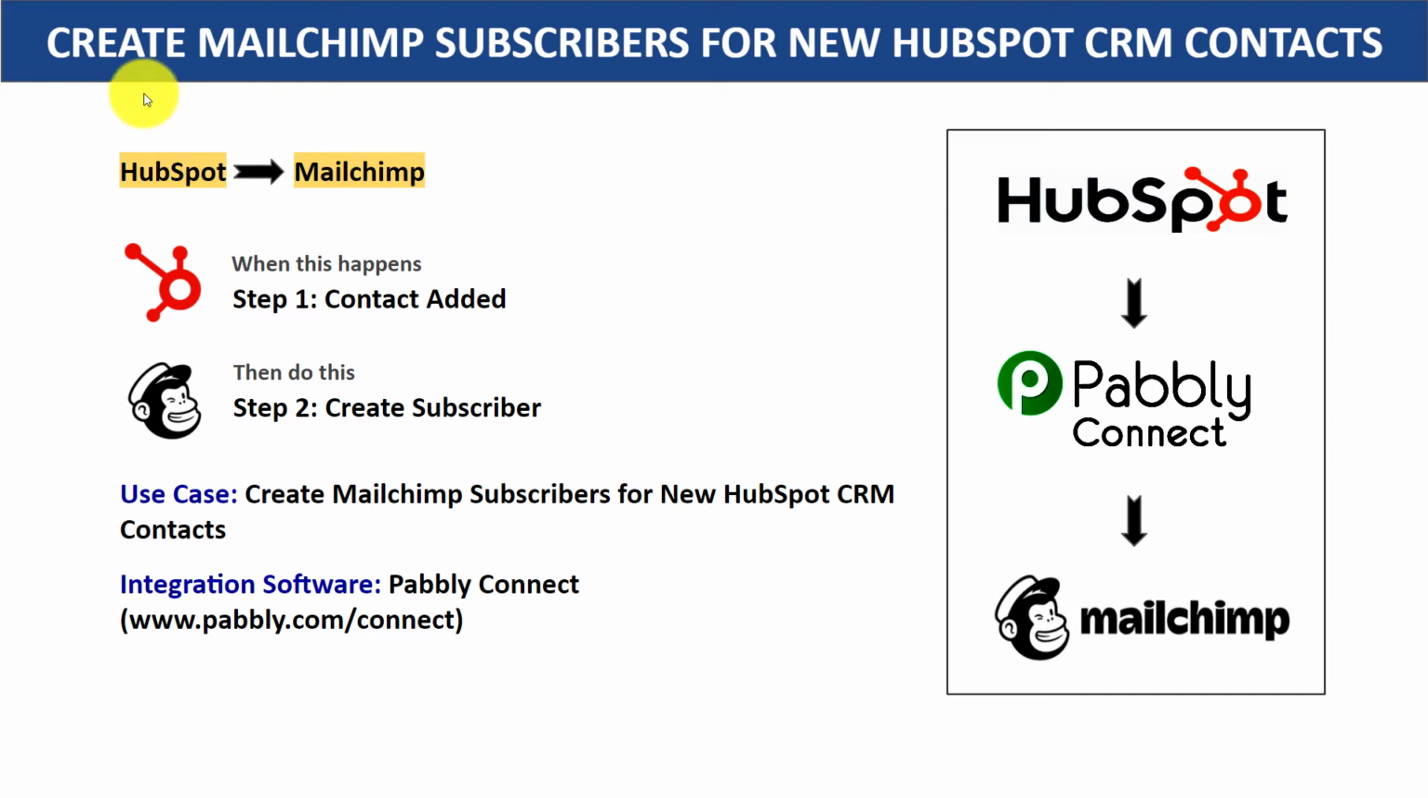Hello everyone. In this video we will learn how to create MailChimp subscribers for new HubSpot CRM contacts. Imagine you have added a new contact called John in HubSpot. You have John's name, email address and all those details. You want to add John as a subscriber in MailChimp, maybe to send a confirmation email or product related messages in the future. So here you have two choices.